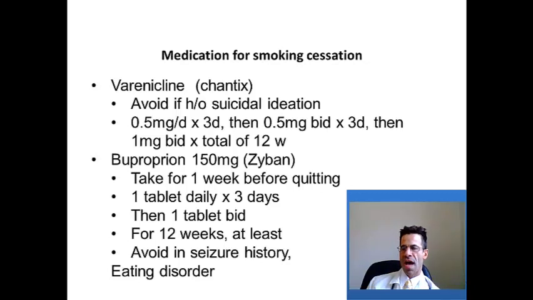Bupropion, or Zyban, is given, it actually takes a week to build up. So you start at 150 milligrams daily for 3 days, then you take it twice a day for 3 days, and then for the remainder of the 12 weeks, you take it 150 milligram tablets twice daily.